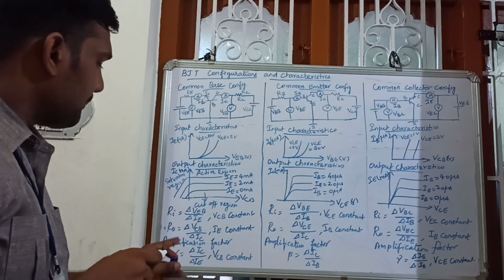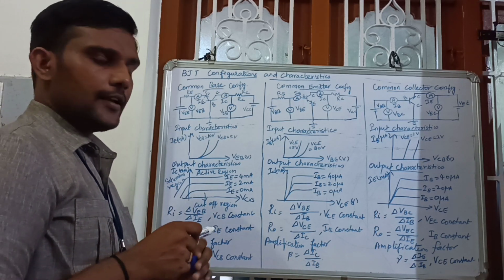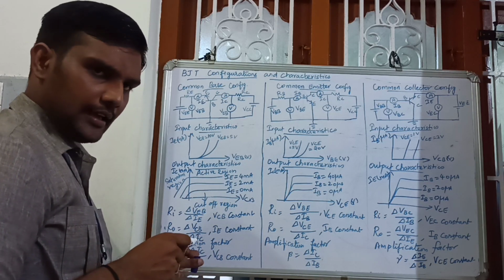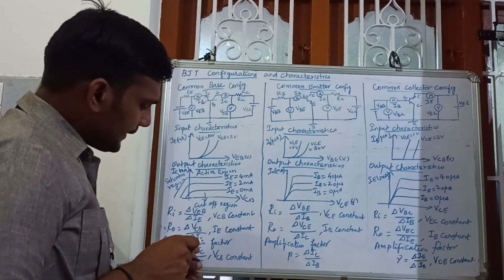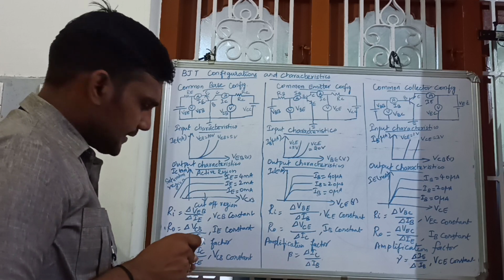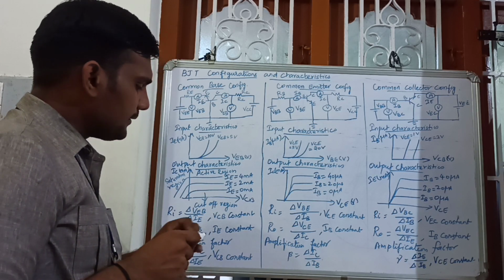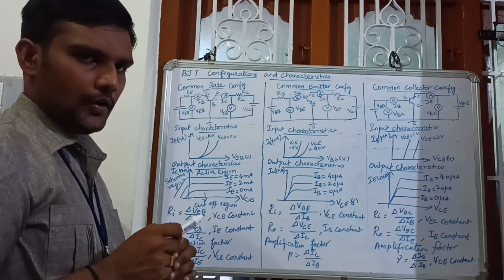Then amplification factor. It is denoted by alpha. It is a ratio between the currents. See, delta IC divided by delta IE. Change in collector current divided by change in emitter current. Here VCB is constant. Good.